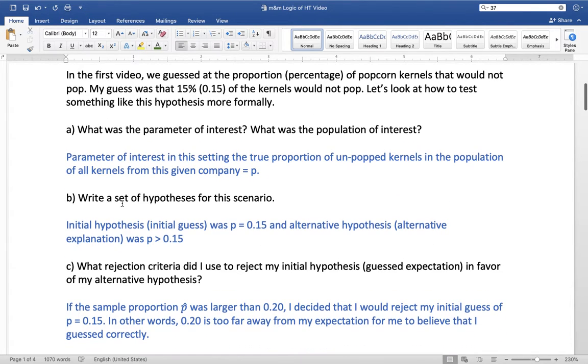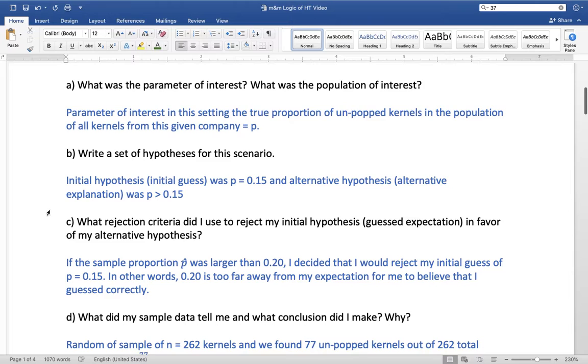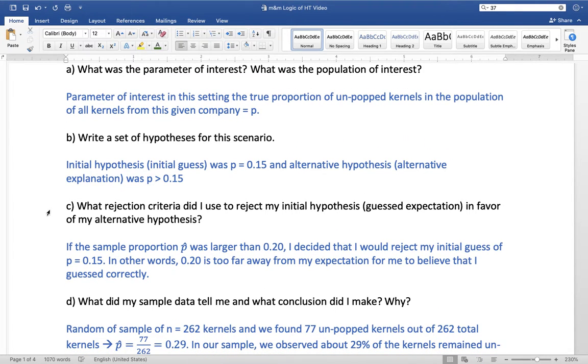Our hypotheses: we had a couple of different hypotheses. The initial hypothesis, which was my guess, was that P, the true proportion of unpopped kernels, would be 0.15 or 15%. The alternative hypothesis, which is an alternative explanation, was that if I'm wrong with my 15% guess, then I think the proportion is probably actually higher than 15%. So I had an initial guess and then an alternative explanation if I happened to be wrong.